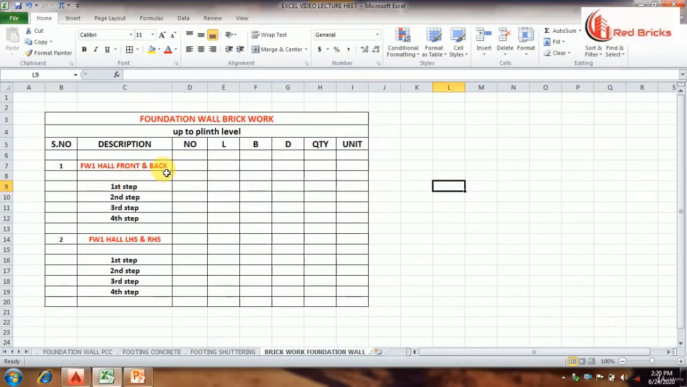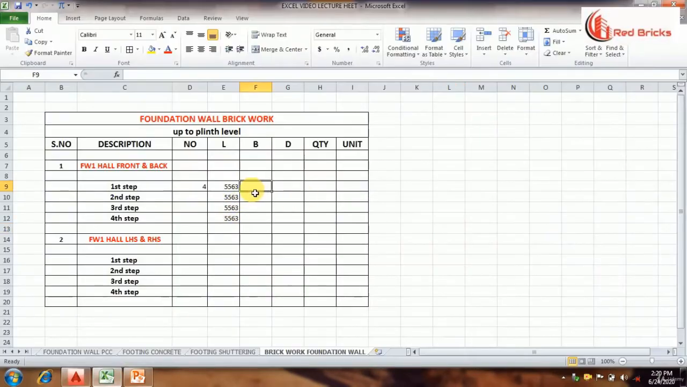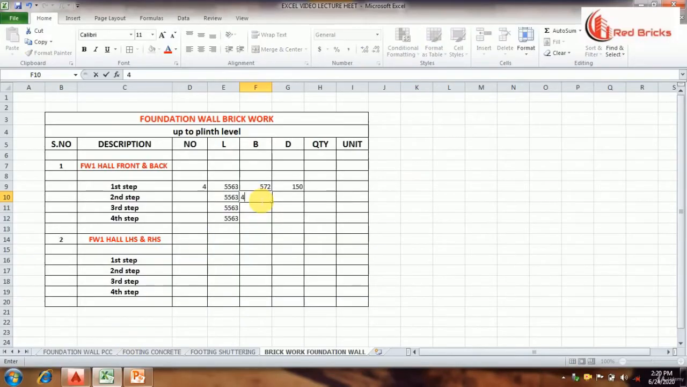In the description, we have FW1 hall front and back, along with its steps. Let us start entering its details. We have its number as 4 and length as 5563. This will be common for all the steps. Breadth of first step is 572 mm and its thickness is 150 mm. The breadth of second step is 460 mm and its thickness is also 150 mm. In similar way, we will enter the details of third step.